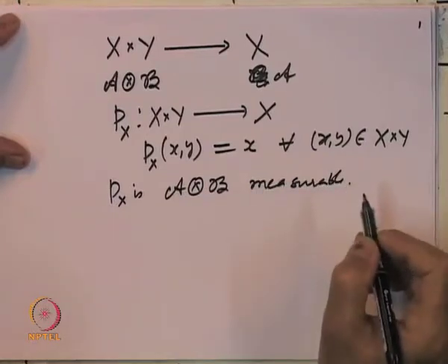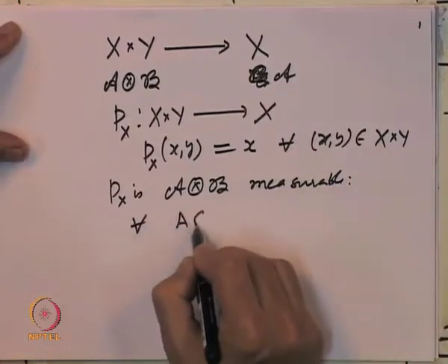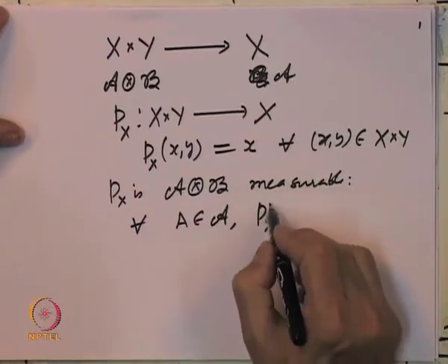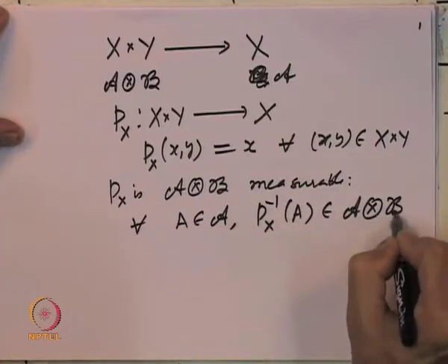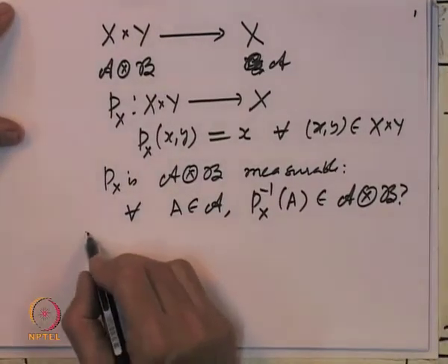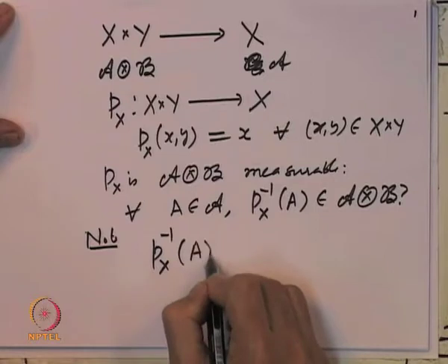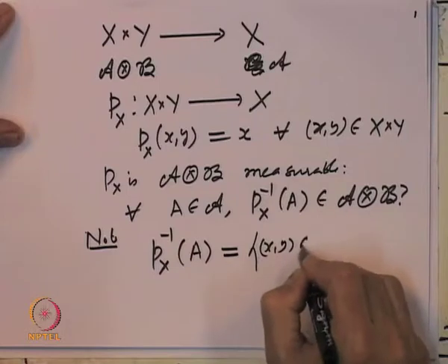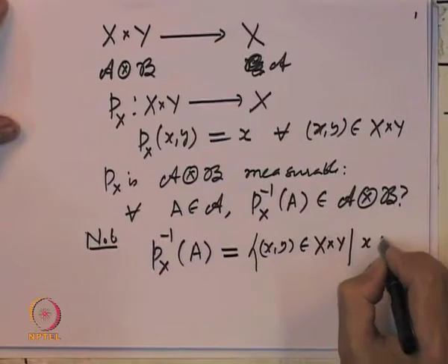So, to show that, what we have to show is the following. That means, for every set A belonging to the sigma algebra A, if we look at P_x inverse of A, then that belongs to the product sigma algebra A times B. So, that is what we have to show. So, let us calculate. So, we note that P_x inverse of A is the set of all (x, y) belonging to X cross Y such that x belongs to A.